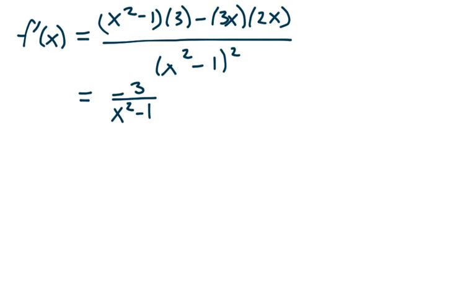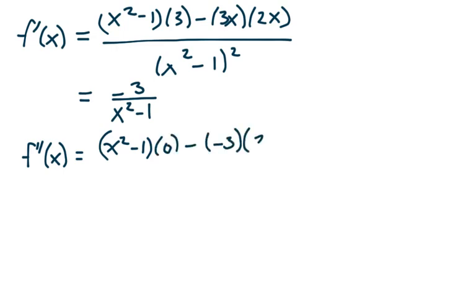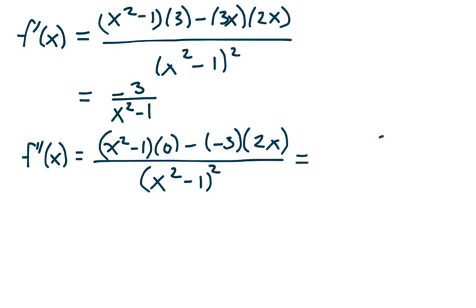And let's go ahead and find the second derivative. So f double prime of x, again we use the quotient rule: denominator times the derivative of the numerator minus the numerator times the derivative of the denominator, over the denominator squared. And that simplifies to 6x over x squared minus 1 squared.